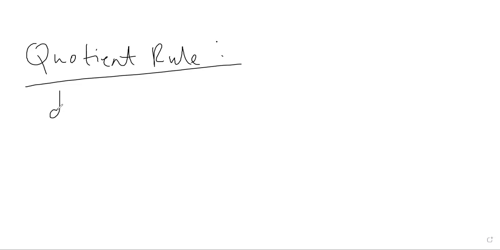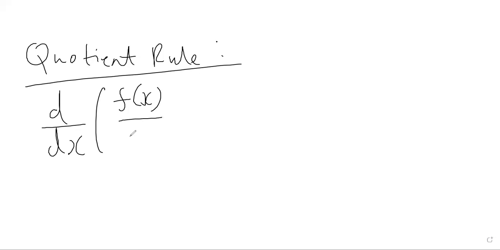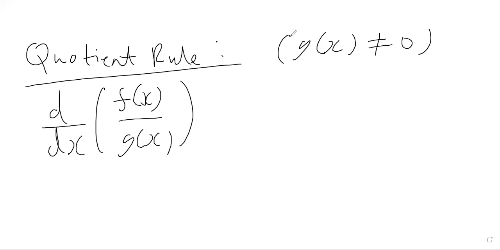And so the rule, if we just write it out: the derivative with respect to x of a function of x divided by a function of x. I'm going to make a point here that g of x does not equal 0, because if g of x were 0, then this fraction, this quotient, would not be defined.